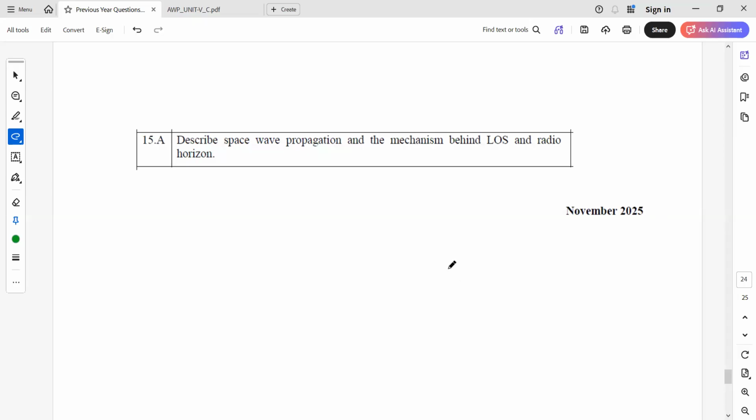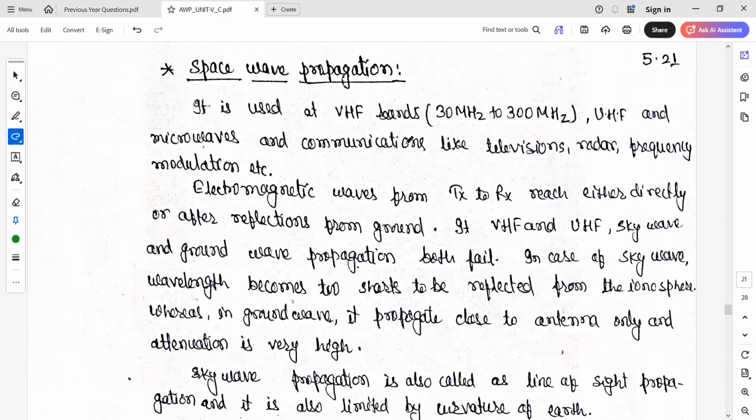Next question is: describe space wave propagation and the mechanism behind LOS and radio horizons. LOS is the line of sight. Here you'll see that its frequency is 30 megahertz to 3,000 megahertz, and it is used for microwave communications, television, radar, and frequency modulation.